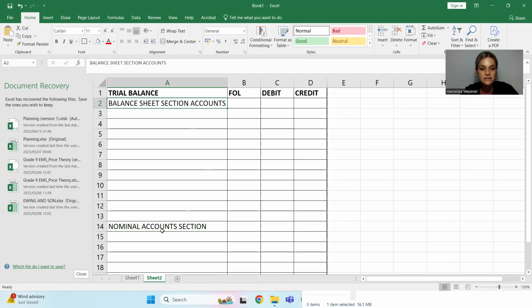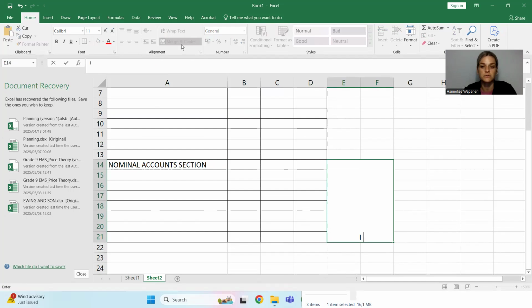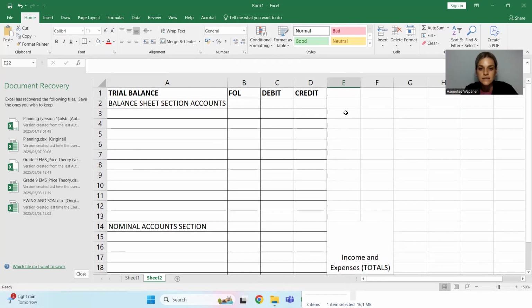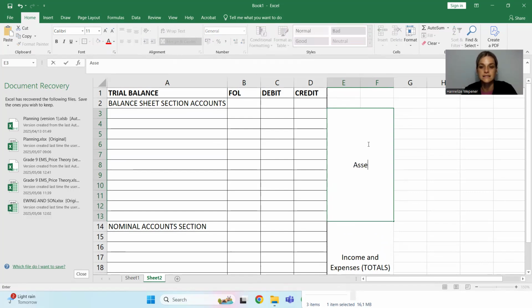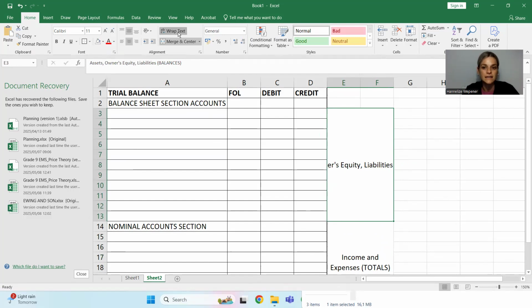So we have two sections. We have the balance sheet section accounts, and we have the nominal account section. The nominal account section is going to be your income and expenses, right? Those are your nominal accounts, and they have totals, not balances, because I'm trying to calculate my total profit for the year. Then our balance sheet section accounts will be our assets, our owner's equity, and our liabilities. Obviously owner's equity excluding nominal accounts, excluding the profits. And these accounts will have balances because I'm carrying the balance with me.